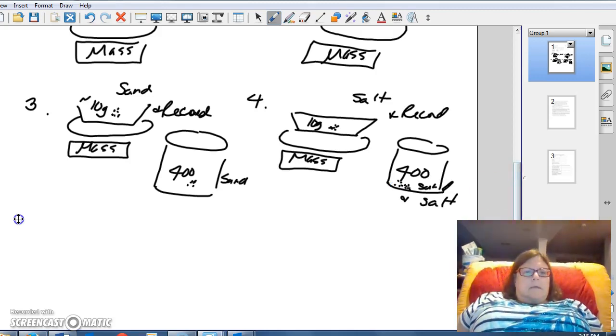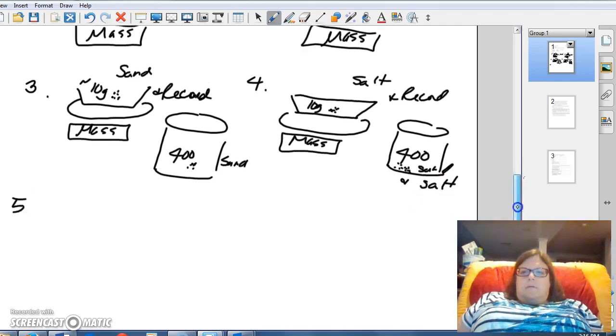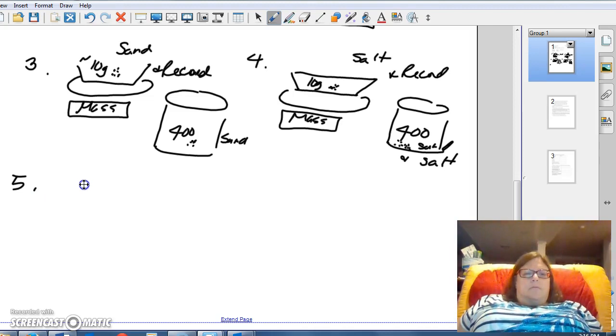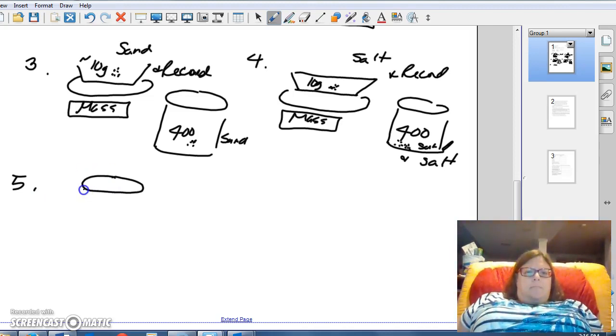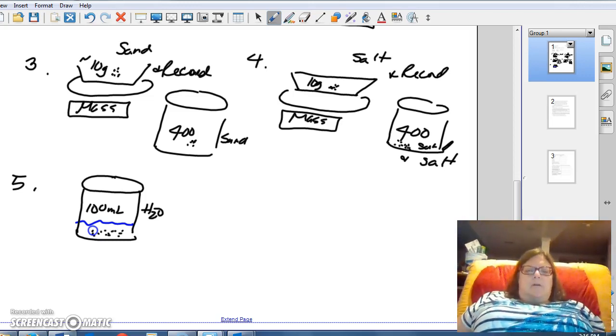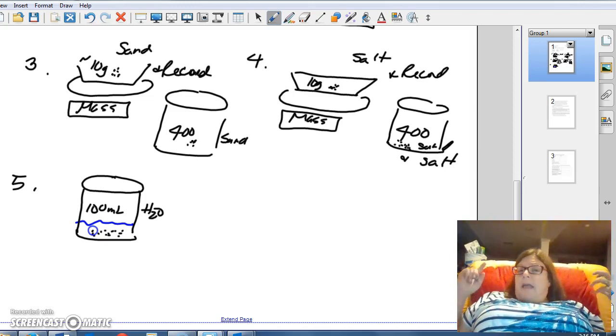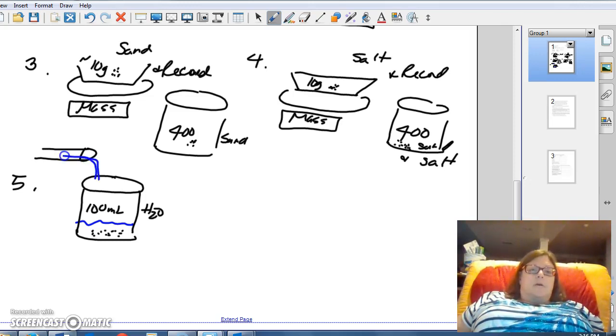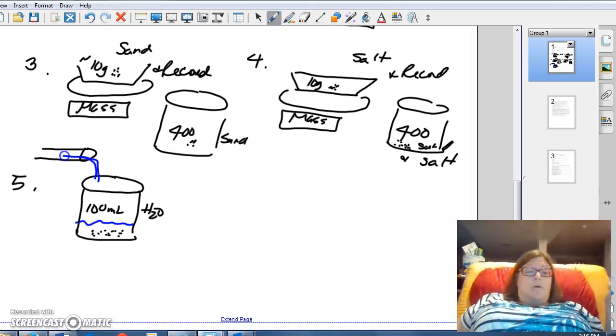All right, step five. You're going to add 100 milliliters of water in here. So you've got your salt and your sand. Now think about what is going to happen as you add 100 milliliters of water. Does it have to be exactly 100 milliliters? Well, you should probably use a graduated cylinder and measure it out. So we'll draw the graduated cylinder there. But if it was 99, it's not going to be the end of the world, because we aren't actually measuring it. We're going to actually boil this water away.